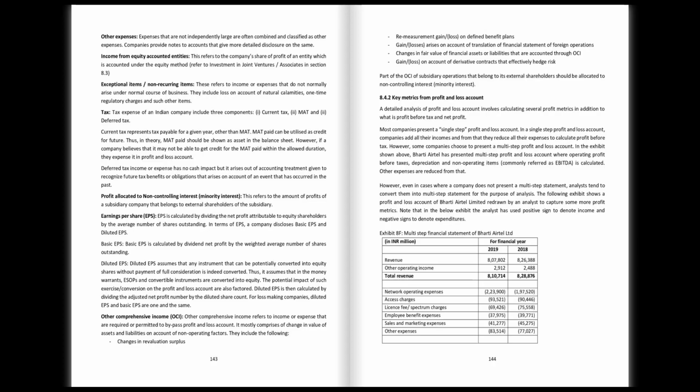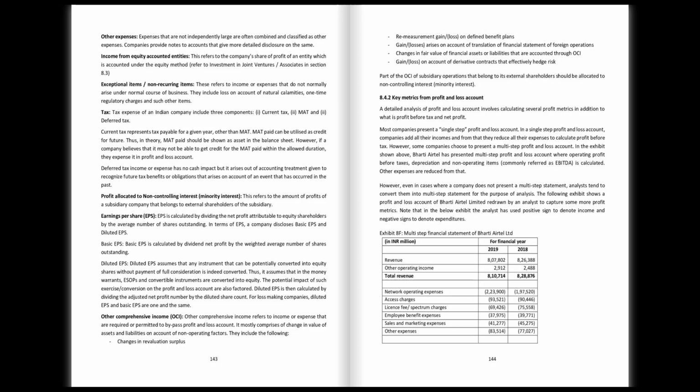Other comprehensive income, OCI. Other comprehensive income refers to income or expense that are required or permitted to bypass profit and loss account. It mostly comprises of change in value of assets and liabilities on account of non-operating factors. They include the following. Changes in revaluation surplus. Remeasurement gain/loss on defined benefit plans.